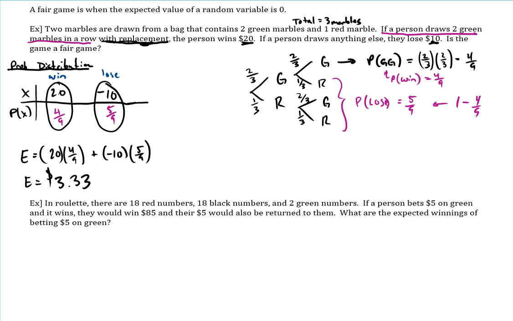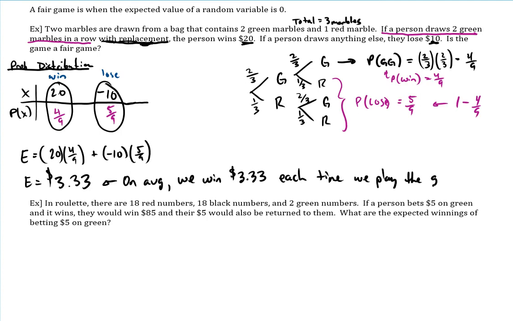So, as he had in the last video, what this means is, on average, we win $3.33 each time we play the game. Okay, so that's what it means. So we cannot actually win $3.33 on a single game, but if we play this a million times, each time that we do play, it just averages out to be that we win about $3.33. Okay, so that's what the expected value means.